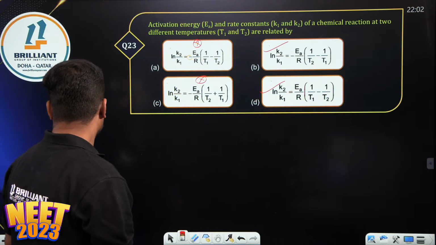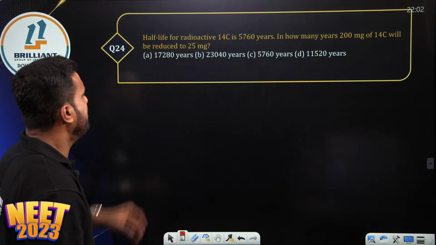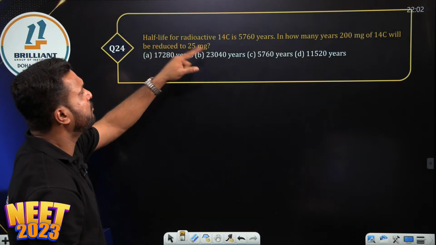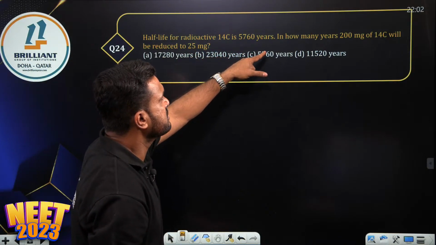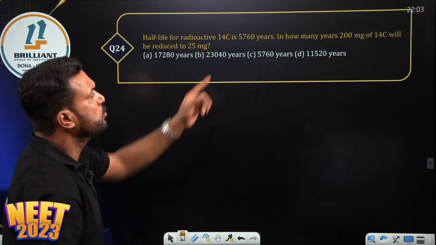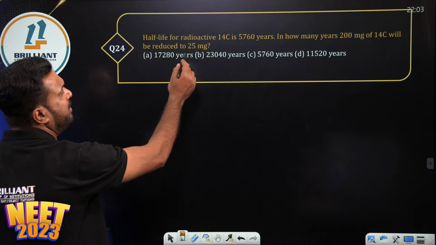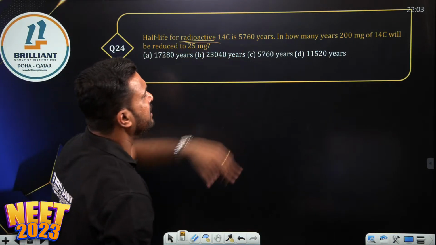Okay, now question number 24. We have two more questions. We will finish this one, that would be better. See, question number 24: the half-life of radioactive carbon 14 is 5760 years. How many years will 200 milligram of carbon 14 take to be reduced to 25 milligram? All radioactive reactions are of first order. They are asking to calculate the time.